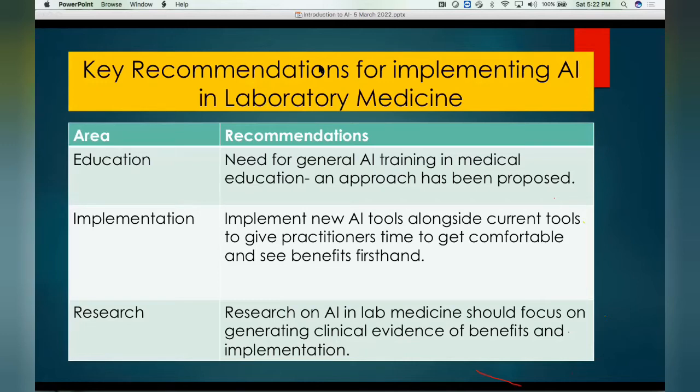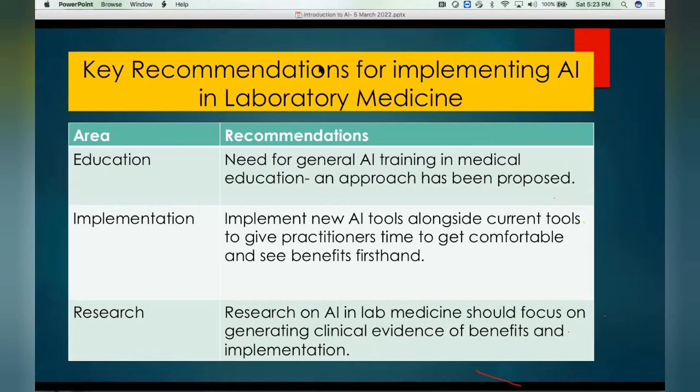If you are planning to implement artificial intelligence in laboratory medicine, what is required? One thing is education. First, we have to understand this artificial intelligence, and this shall be incorporated in the medical education, in the UG teaching, in the PG teaching, so that it becomes an integral part of the education. When a person is passing his or her MBBS or post graduation, the person has knowledge of this artificial intelligence, and what its applications are in the various fields.